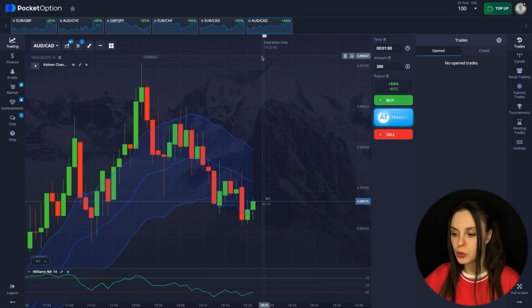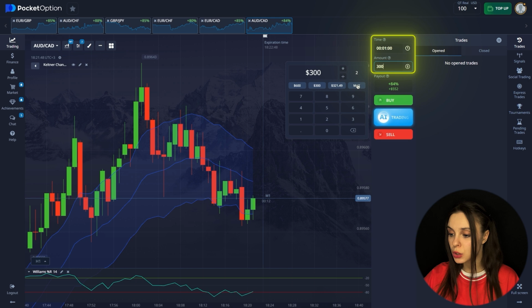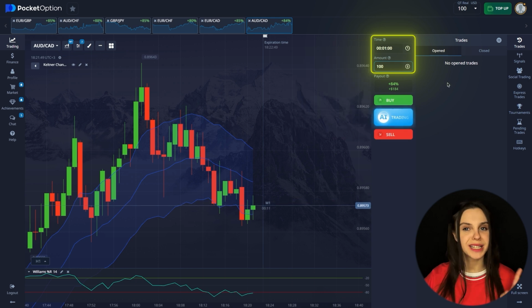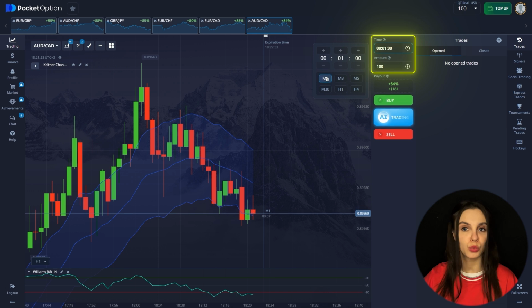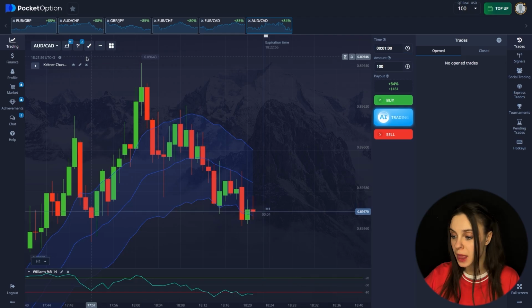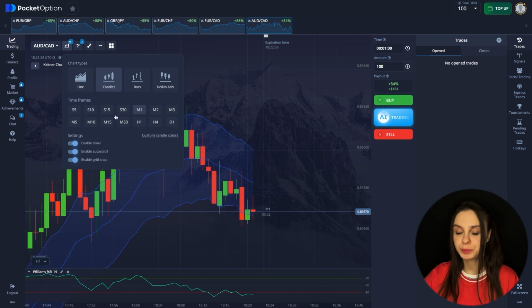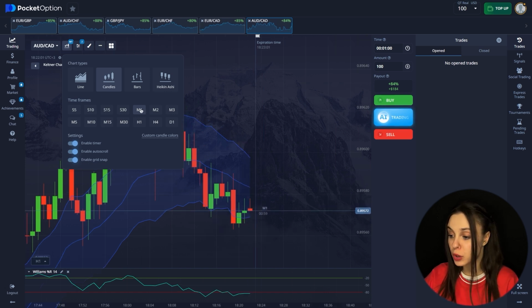So we are on the broker Pocket Option. And we start our trading with setting up the trading space. Our balance for today is exactly $100. So we set the amount of the transaction similar to $100. The transaction time will be 1 minute. The time frame on the chart itself is similar, 1 minute. The time frame is the time with which the candle on our chart will change.